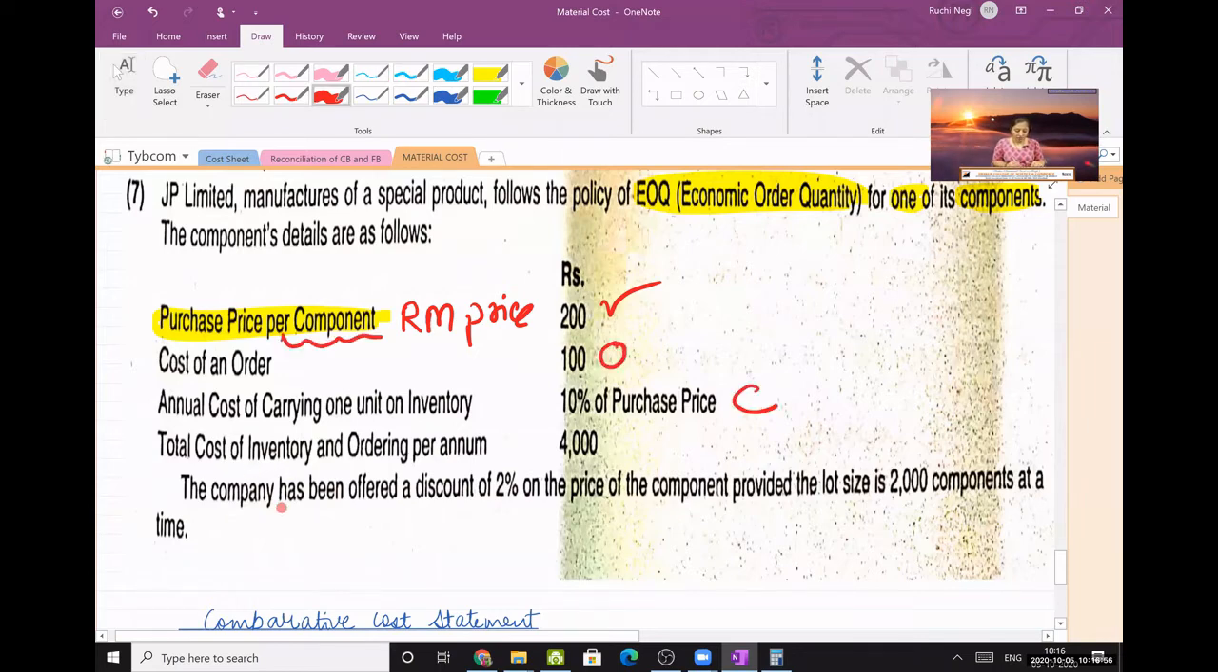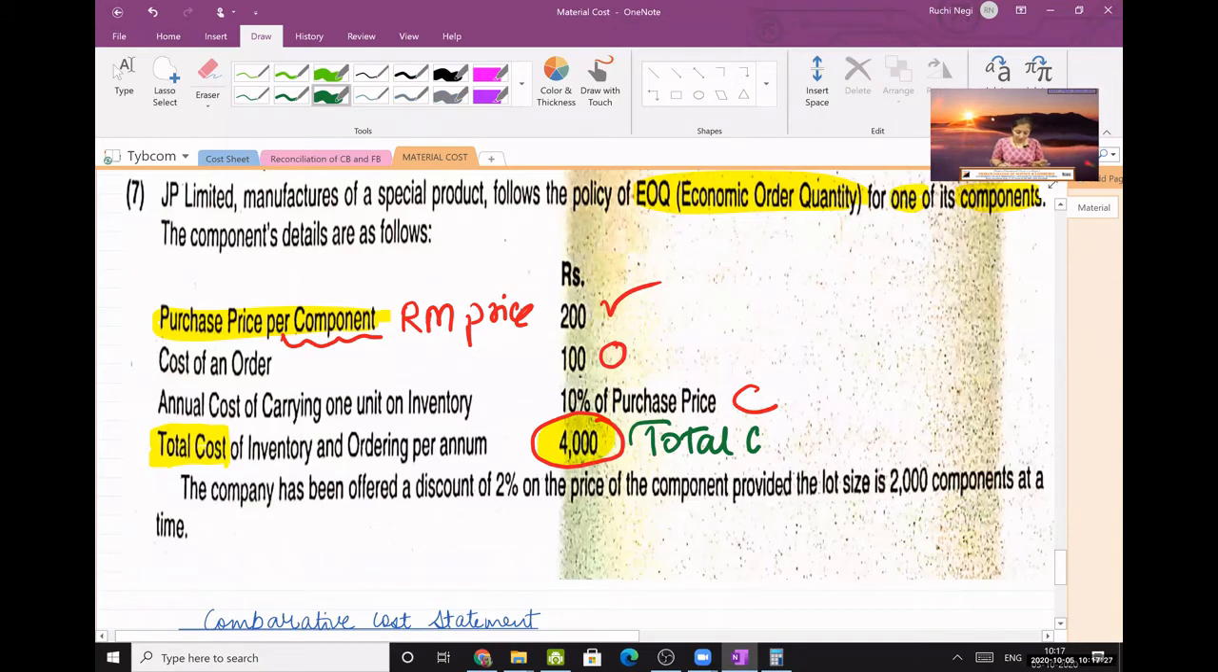Total cost of inventory and ordering per annum. So this is something new. So what is given? Total cost is given to you. Otherwise, total cost we only find, na? Generally we find it. But your total cost is given to you. So this is my total cost.